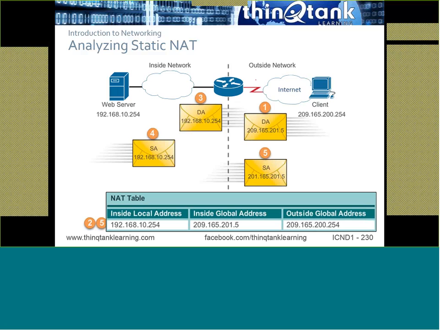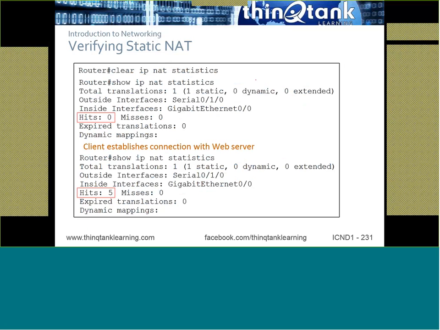How do we verify NAT on a router? Well, there's a couple of different ways. There's really two commands that we use predominantly. Show ip nat statistics, all right? And I can see here I have one static NAT translation, or one static NAT entry. The outside interface is serial 0/1/0. The inside interface is gig 0/0.